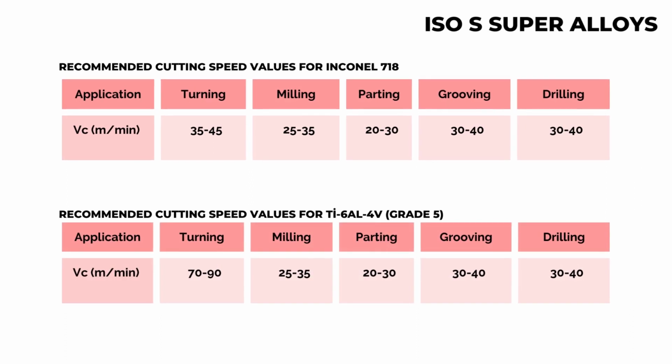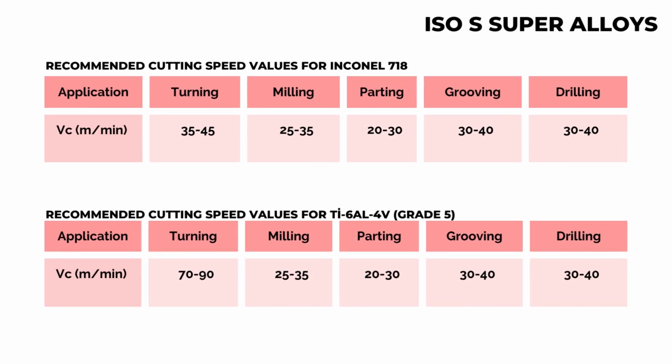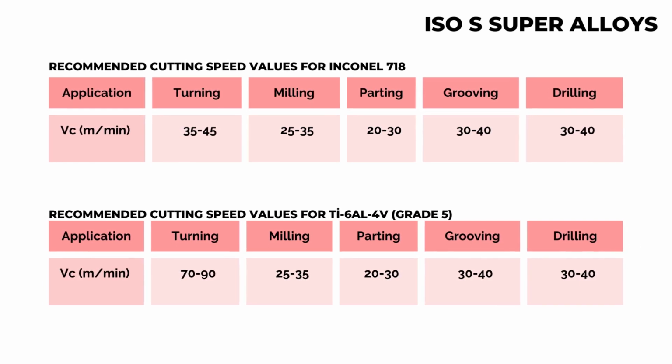Titanium and heat-resistant alloys need to be machined with very low cutting speed parameters due to their chemical composition, high mechanical properties, and low thermal conductivity coefficients. The table shows the approximate cutting speed values used to machine Inconel 718 and titanium 6 aluminum 4 vanadium materials that are used extensively in the aviation industry.